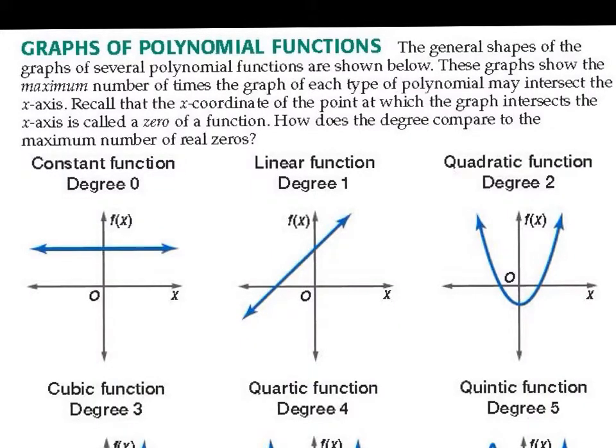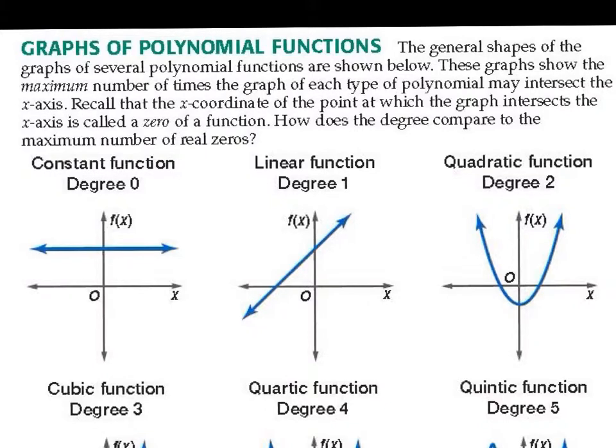The general shapes of the graphs of several polynomial functions are shown below. These graphs show the maximum number of times the graph of each polynomial may intersect the x-axis. Recall the x-coordinate of the point at which the graph intersects the x-axis is called a zero of the function. How does the degree compare with the maximum number of zeros?